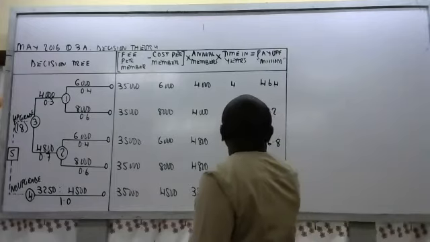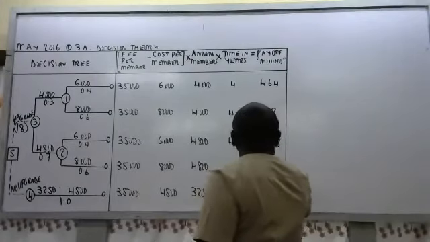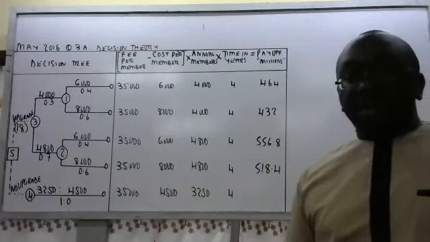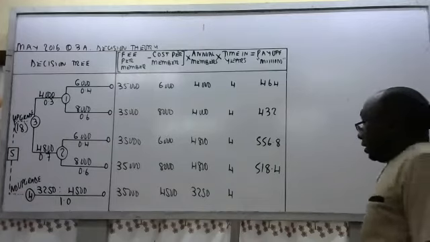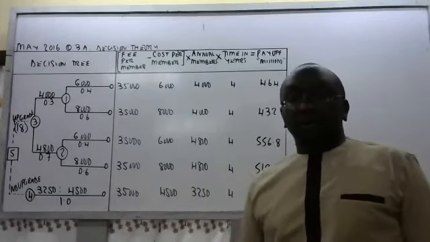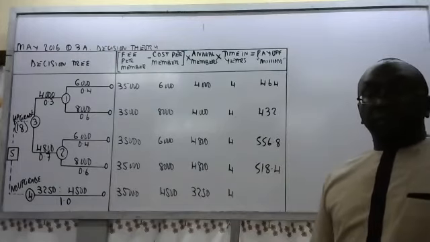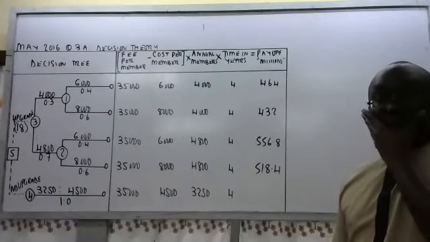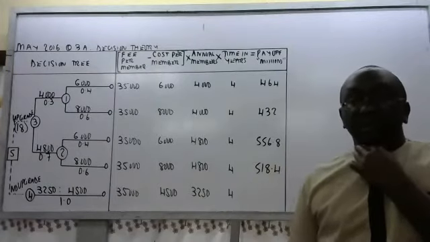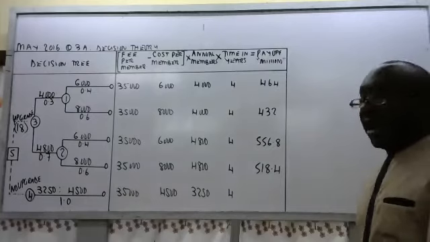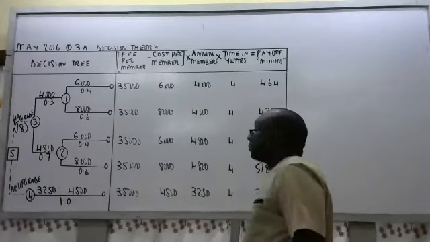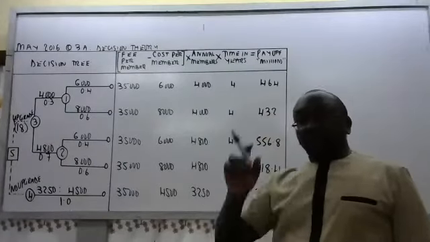518.4. Good. I can see the figures coming at a very high speed. The next one is what? 396.5. Good.